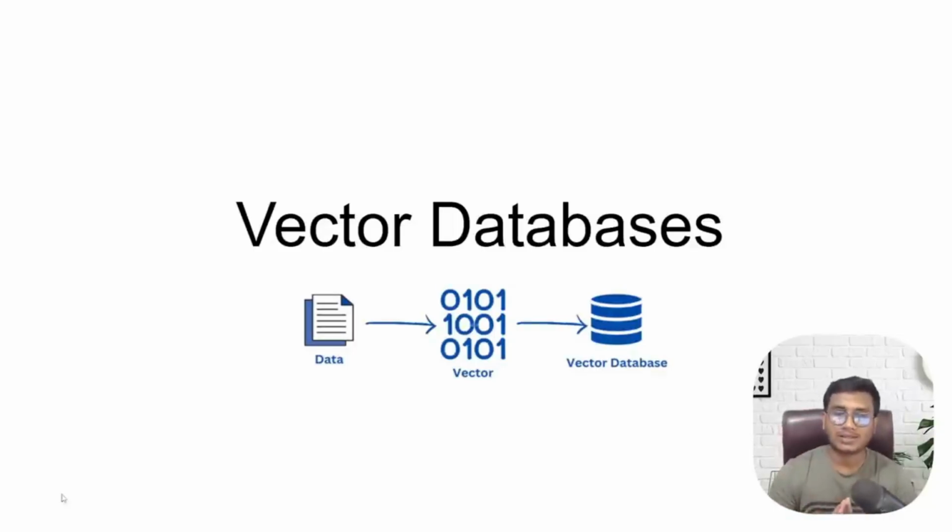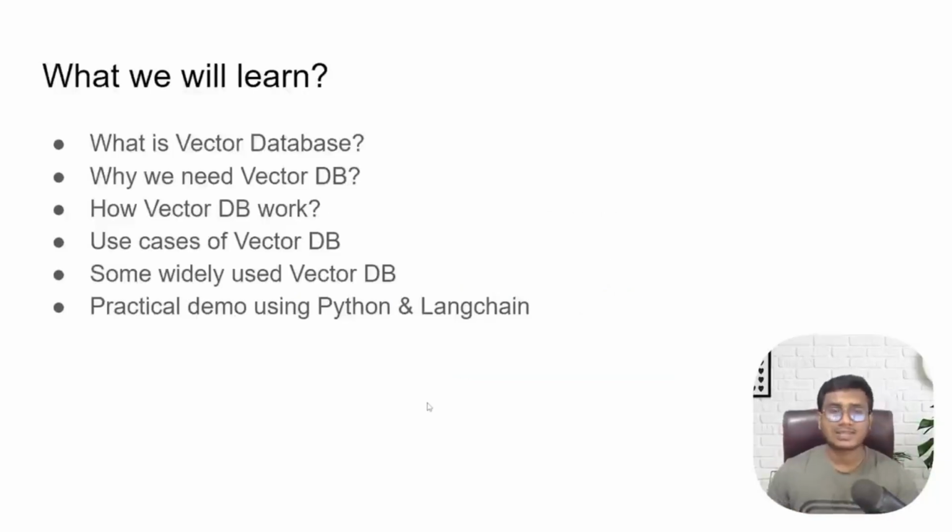Now let's see what topics we will be covering through this vector database series. As you can see here, first of all, we'll be learning about the vector database in detail: what is a vector database, how it works, everything. Then we'll see why we need the vector database, how it works, use cases of the vector database, and then some widely used vector databases. At the end of the series, we'll also do a practical demo with the help of Python and LangChain. As I already told you, we'll be using the LangChain framework to work with the vector database.